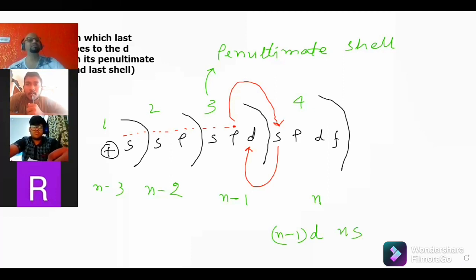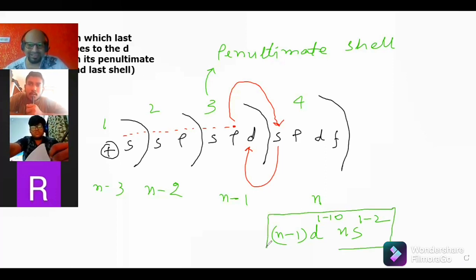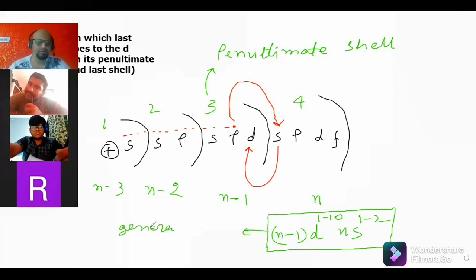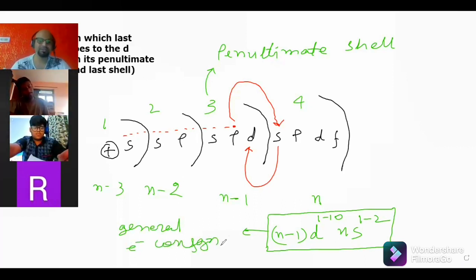How many electrons can be occupied in S? Minimum can be 1 and maximum can be 2. And in D, minimum can be 1 and maximum can be 10. Right or not? Yes, sir. And that is our general electronic configuration. I hope it is clear to you.